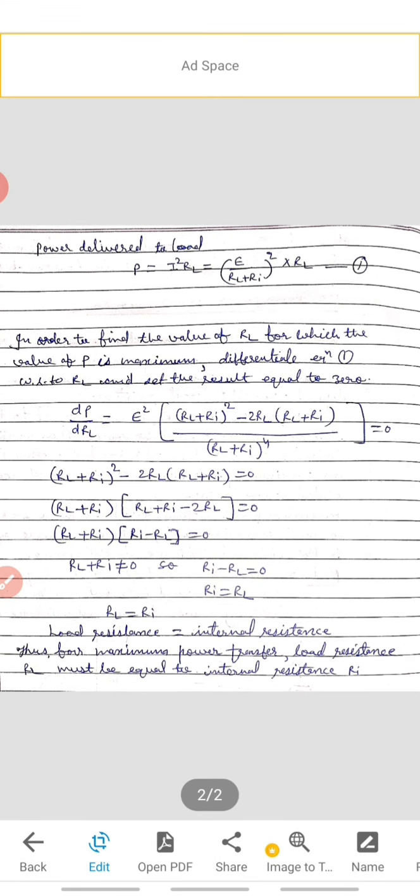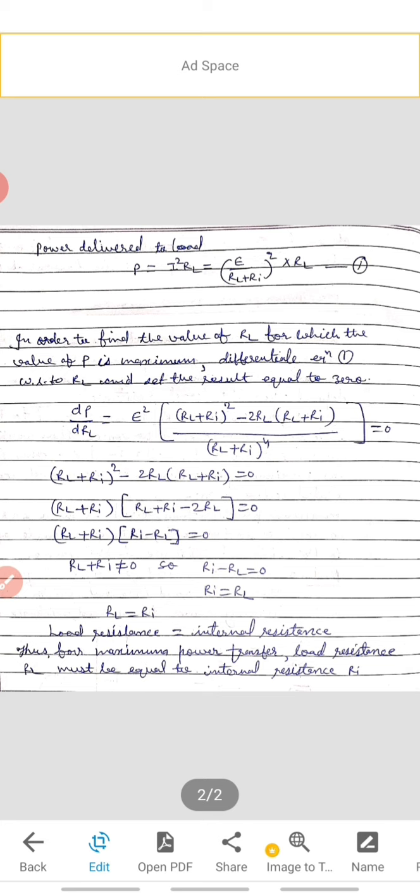And the power delivered to the load is given by P equals I square into RL. We know that the formula for power is I square R. So in this case, power delivered to the load will be P equals I square into RL, and this will be equal to E upon RL plus Ri, whole square, into RL.